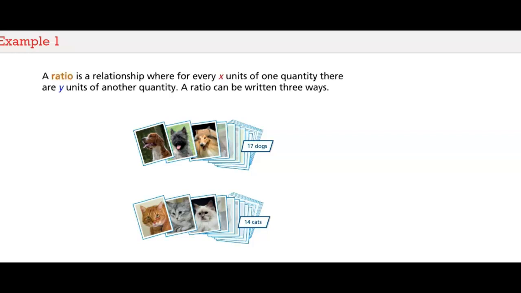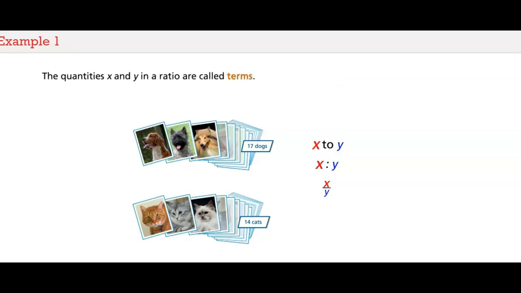A ratio is a relationship where for every X units of one quantity, there are Y units of another quantity. A ratio can be written three ways. The quantities X and Y in a ratio are called terms.